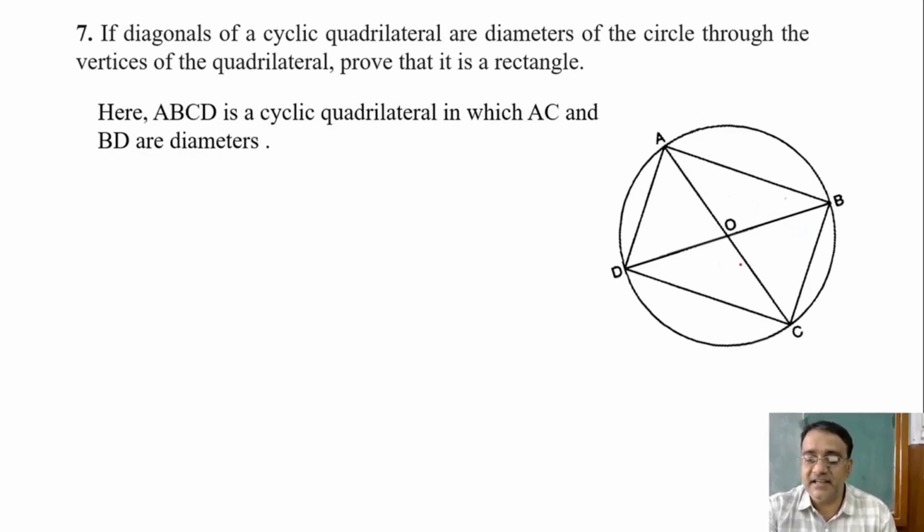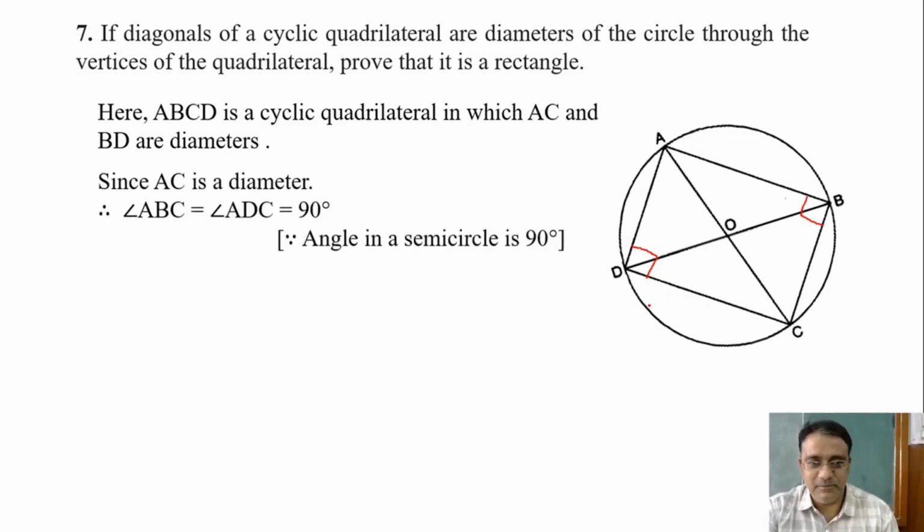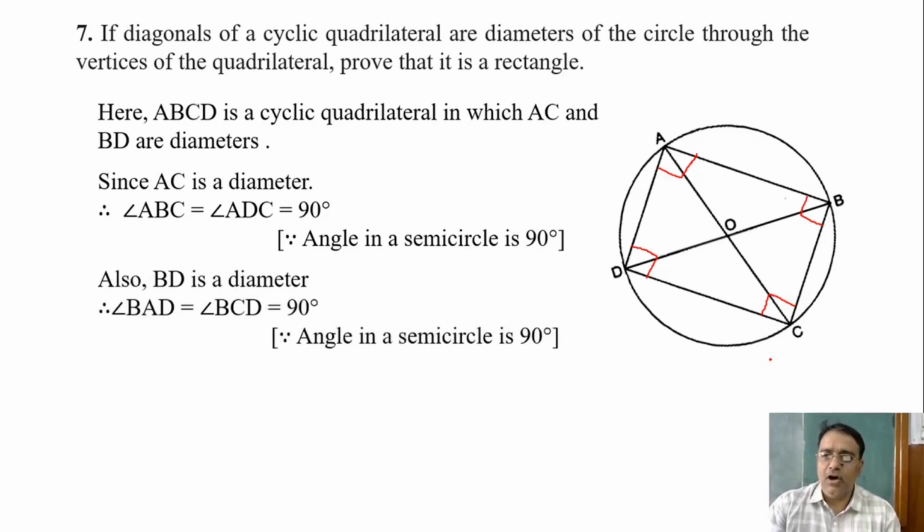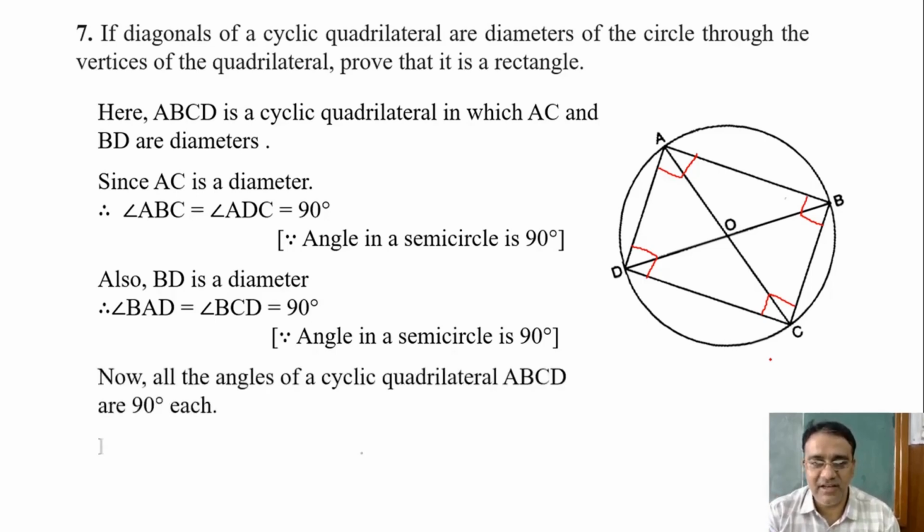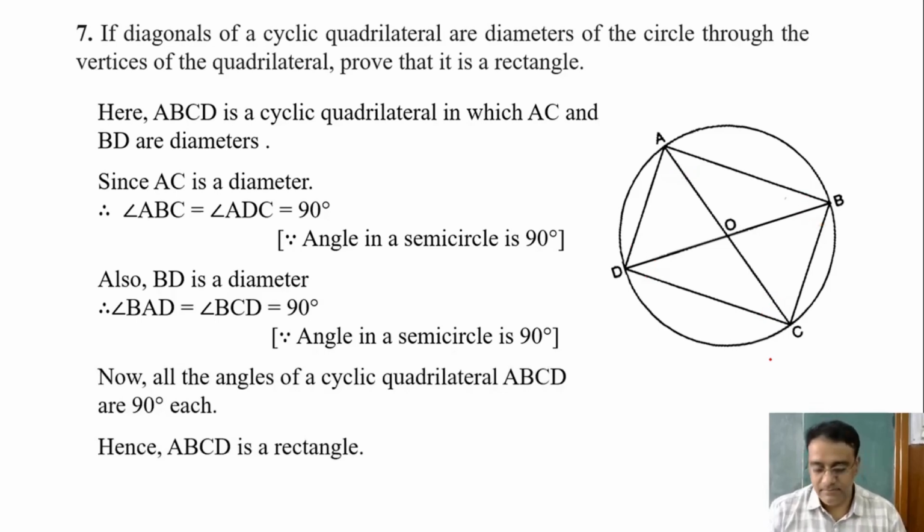Now since AC is the diameter, this angle is 90 degree. Why? These two angles. Angles in a semicircle. Very good. Angle in a semicircle is 90 degree. Similarly, if BD is a diameter, this angle and this angle are equal to 90 degree. So now all the angles of the cyclic quadrilateral ABCD are equal to 90 degree. Therefore ABCD is a rectangle. Any doubt? No, sir. Okay.